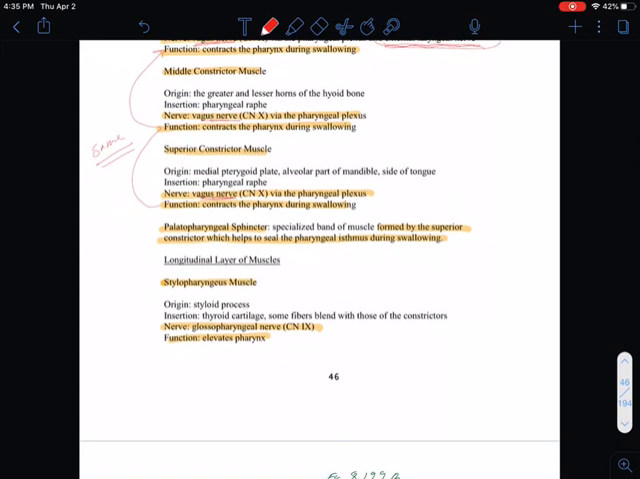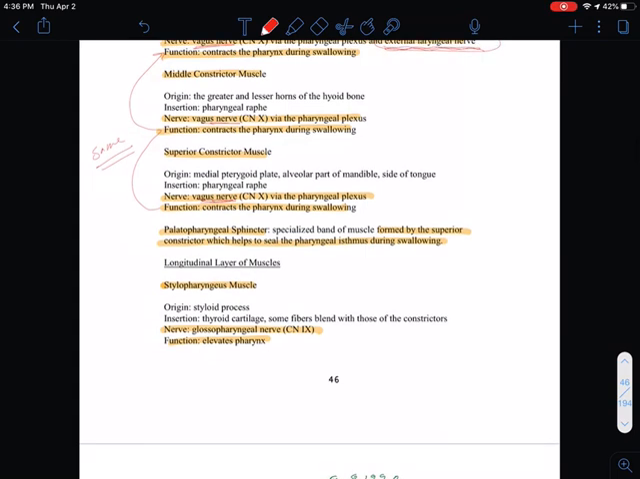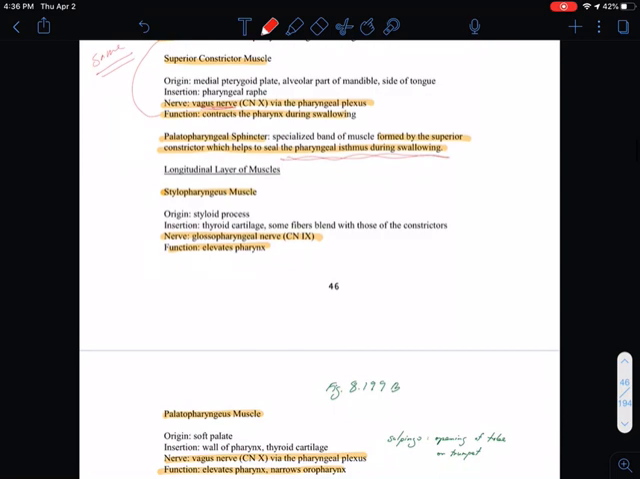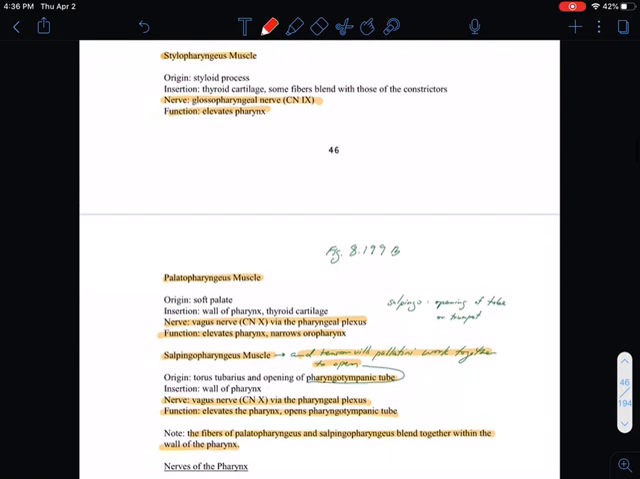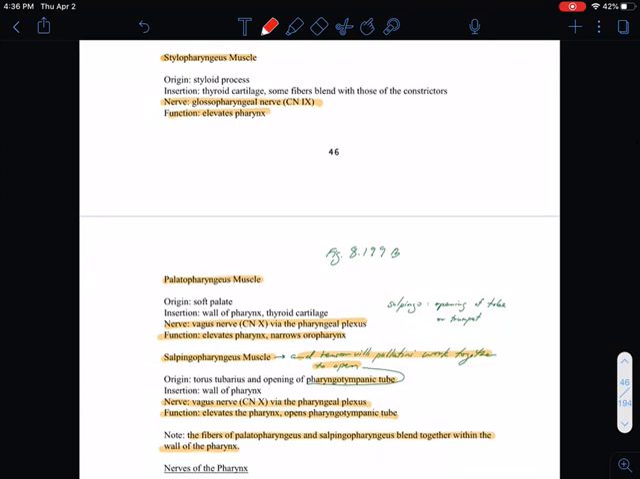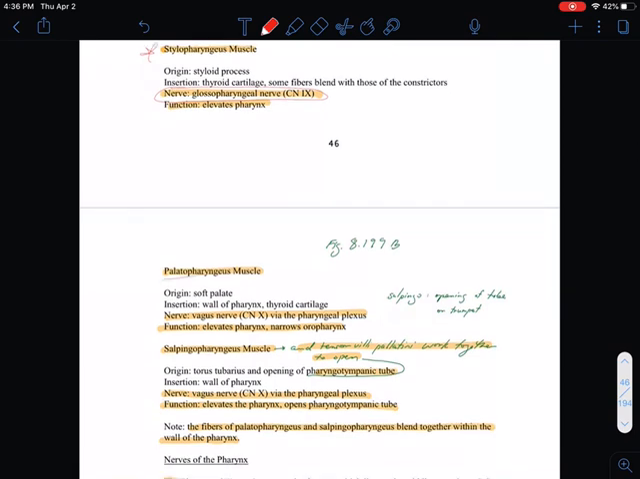We then also have our palatopharyngeal sphincter. It's a band of muscle formed by the superior constrictor, and it helps seal the pharyngeal isthmus while you swallow. So it just acts as a seal. Now we're on to our longitudinal layer of muscles. These have an odd man out with your stylopharyngeus, as it's innervated by the glossopharyngeal nerve. The other two, palatopharyngeus and salpingopharyngeus, are both innervated by the vagus nerve.